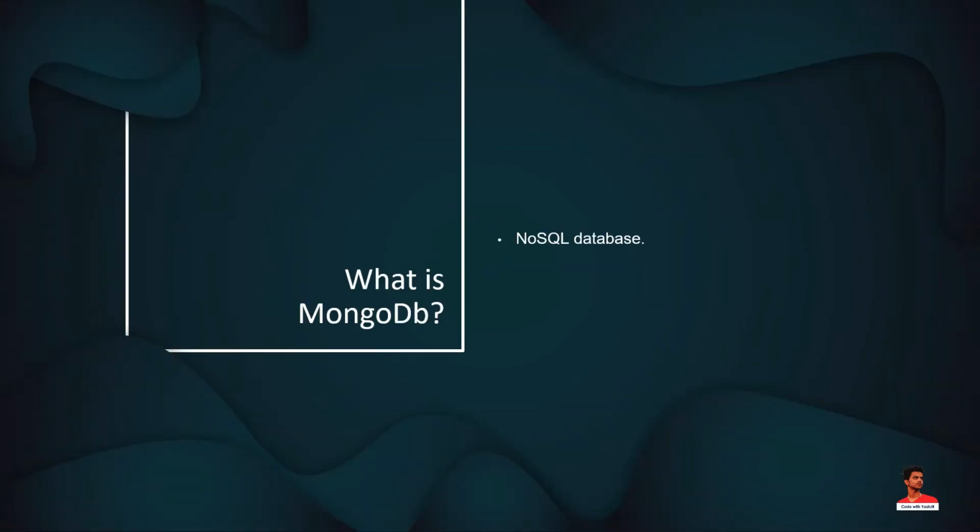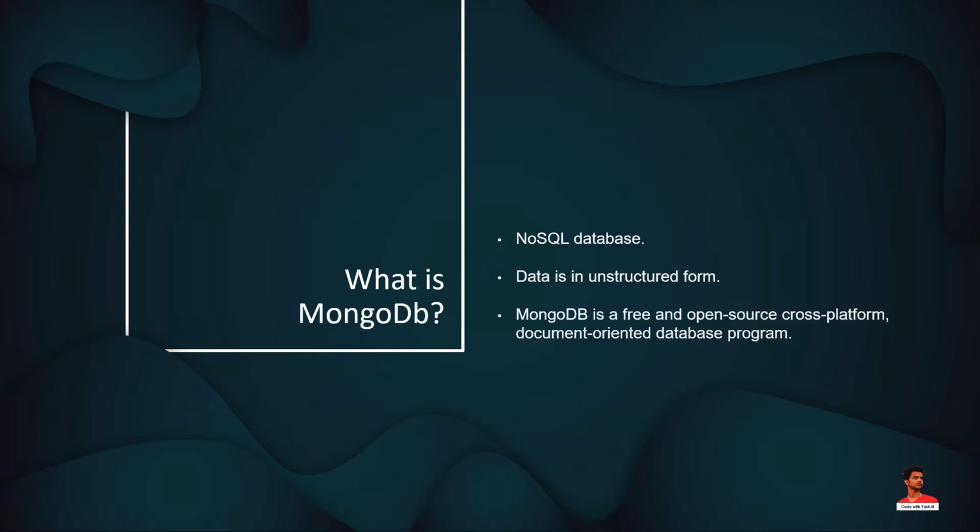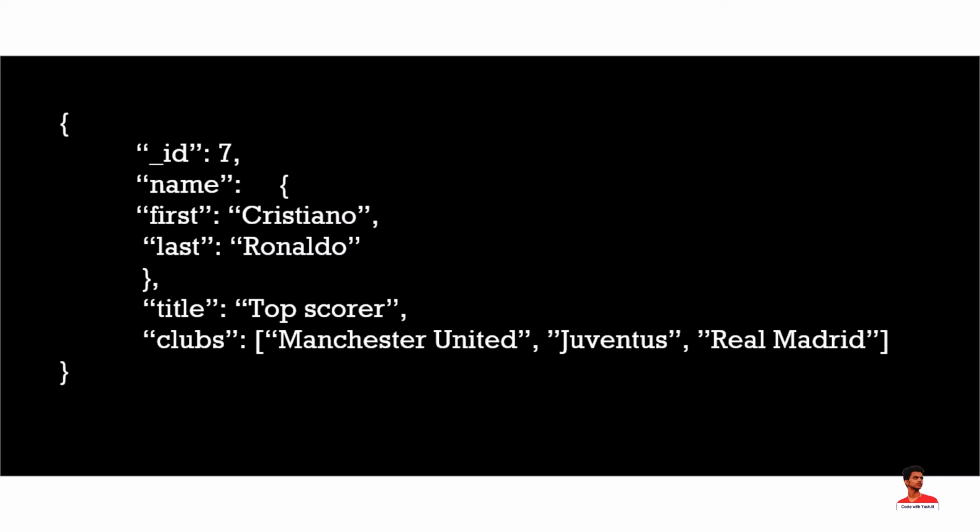MongoDB is recognized as the leading NoSQL database. NoSQL database means not only a SQL language and data is in unstructured form. MongoDB is a free and open source cross-platform document-oriented database program. Instead of storing data in tables of rows or columns like SQL databases, each record in a MongoDB database is a document described in BSON, a binary representation of the data. Applications can then retrieve this information in JSON format.